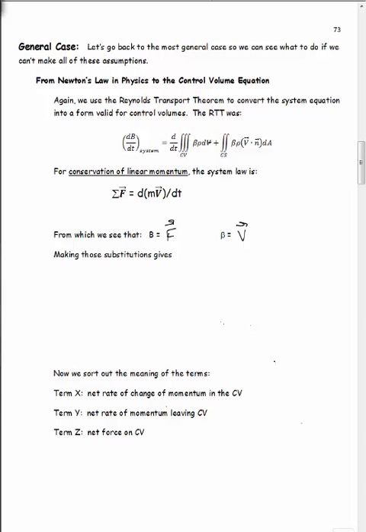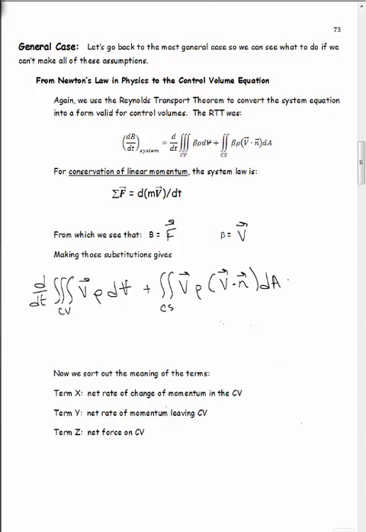So we'll see that our B is momentum and our beta is V, and let's plug our beta all in, and what we get for our general case is d/dt of the triple integral over our control volume of V times rho dV, plus the integral over the control surface of V times rho times V dot n dA.